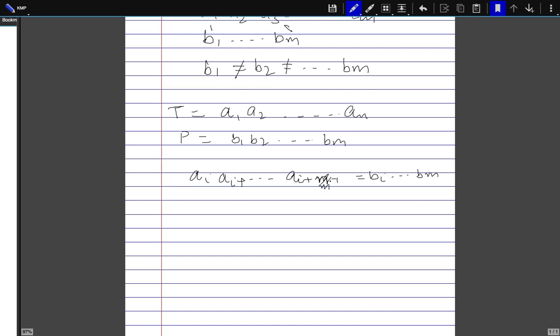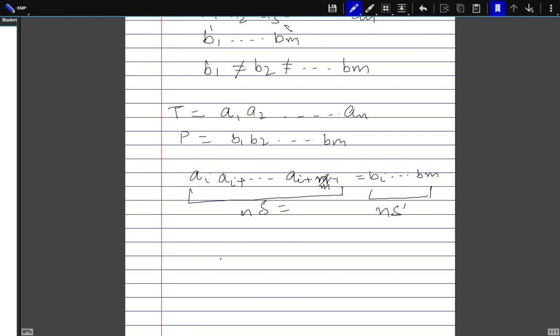Why? Because the size of the subset of the original text which matches the pattern will be the size of the pattern. So if this is a subset, the cardinality of this subset will equal the cardinality of the pattern set. The minus 1 comes if we take a zero-based index. If it's not a zero-based index, then we just say A(i+m). So that's the basic concept.